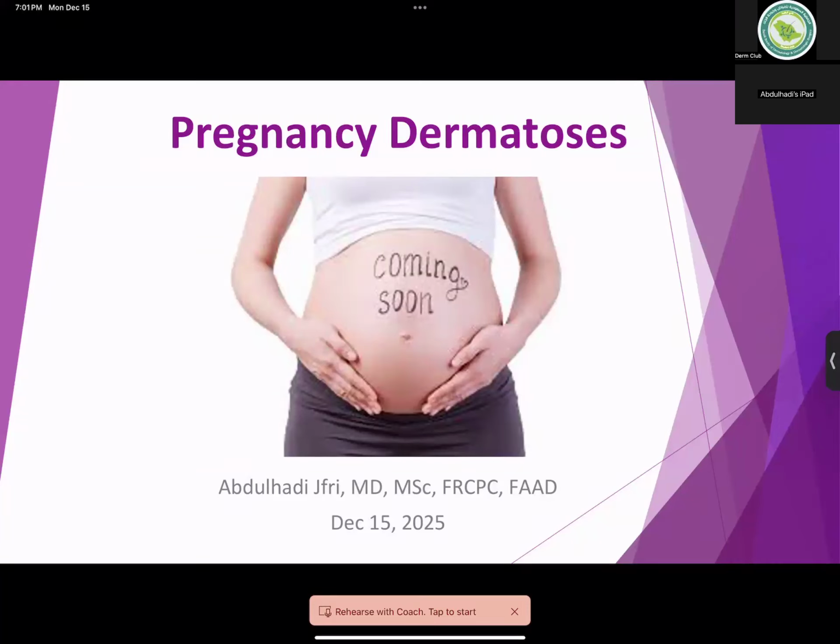So usually during the derm review courses, I go over dermatoses in pregnancy in one slide, like a summary table, which I actually put at the end of the presentation. But since there is a dedicated talk for this, I will just go over a couple of high-yield important things for the exam and review also important points in this chapter.